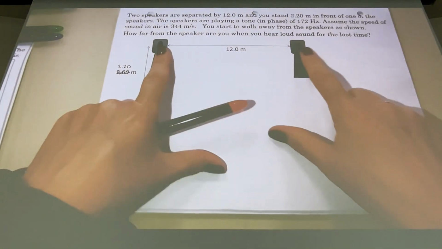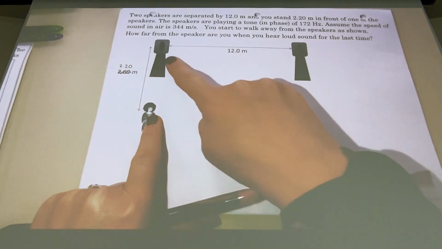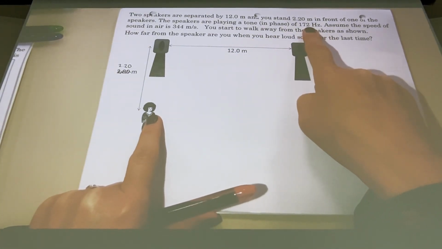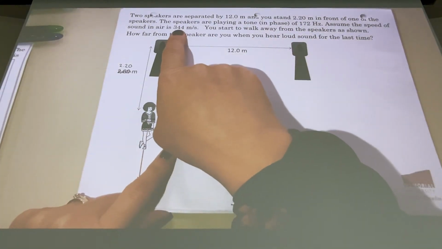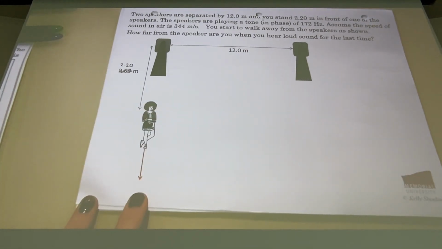2 speakers separated by 12 meters. Here's you, you're standing 2.2 meters in front of one of the speakers. They're playing a tone in phase of 172 hertz, so same setup as last time. Speed of sound in air is 344. You start to walk away from the speaker as shown. How far are you when you hear loud sound for the last time? That's what the question is.